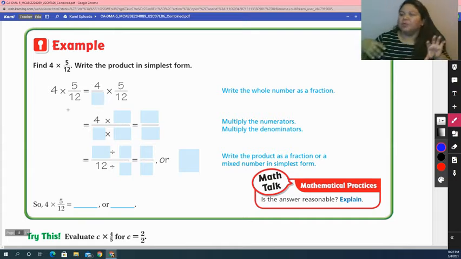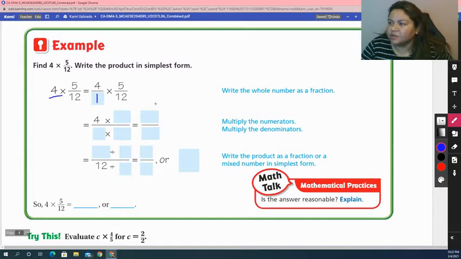We cannot have a whole number and a fraction. It's kind of like you have to have either all apples or all oranges. You cannot mix oranges and apples. So in this case, you cannot just leave this as a whole number. We need to write it as a fraction. And you know that every whole number, if you want to write it as a fraction, all you have to do is write a 1 in the denominator. So that will be 4 over 1 times 5/12. So we write the whole number as a fraction.